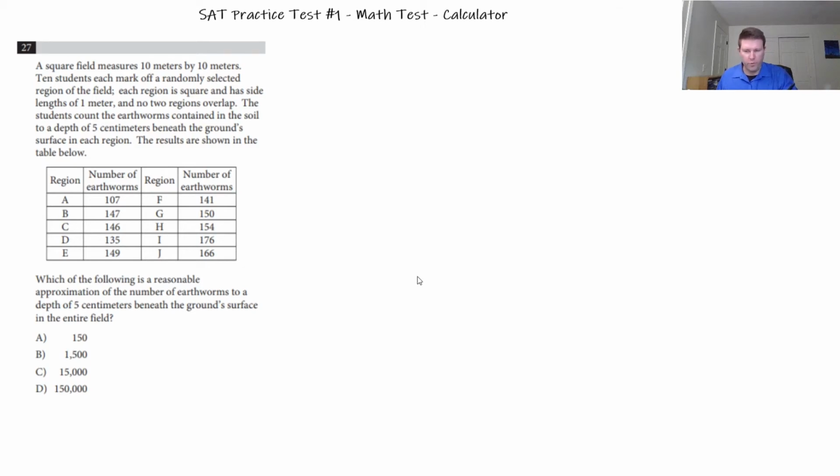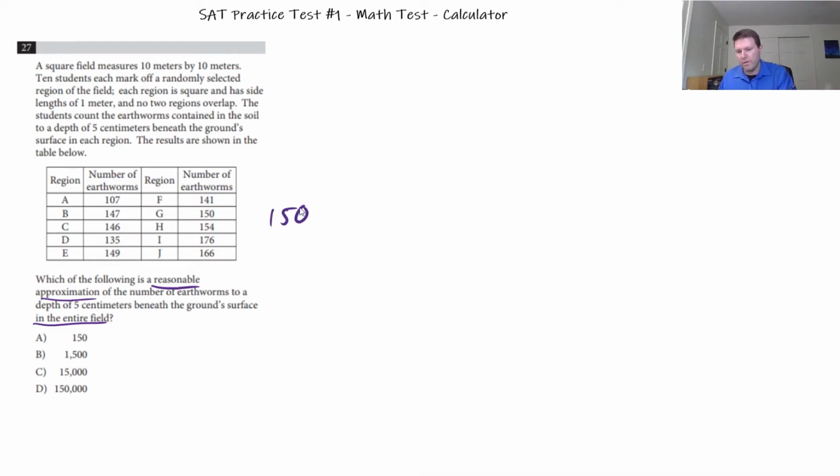27 is kind of weird. I haven't really seen a problem like it since. Not too big a deal, but there's one really tricky part that we'll get around to talking about shortly here. So they're wondering what a reasonable approximation is of the number of earthworms beneath the ground surface in the entire field. If you're just looking at all these numbers, they're sort of hovering around 150, which is why you see all these 1.5s here, right? And it's just a question of the order of magnitude, like 150 times what in terms of the total number.